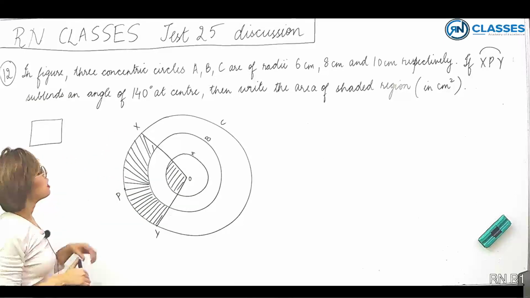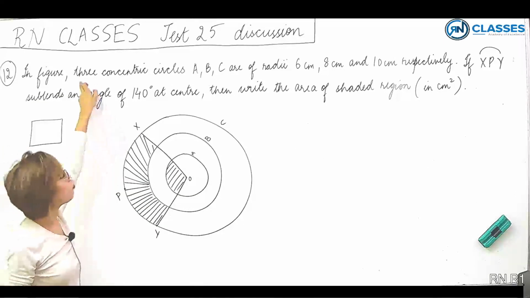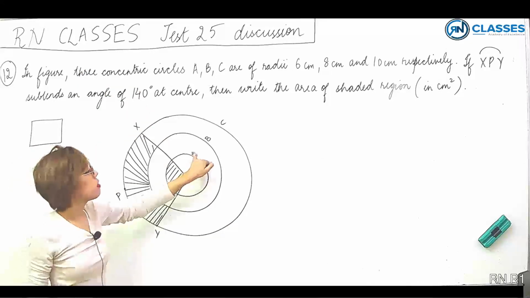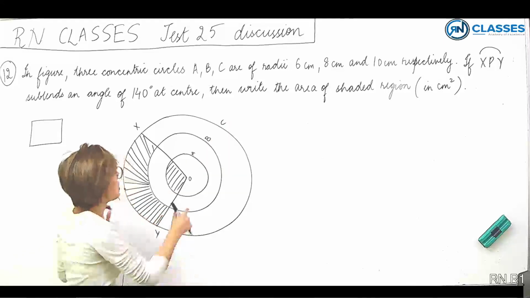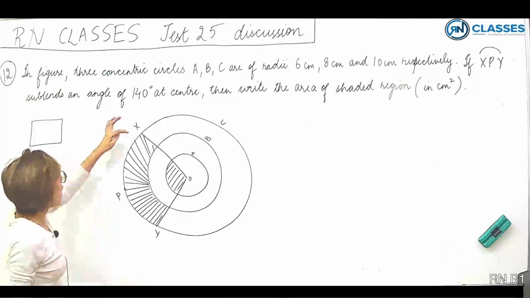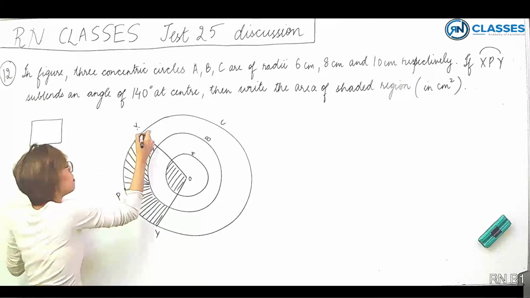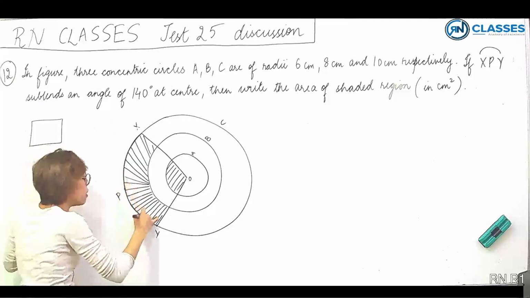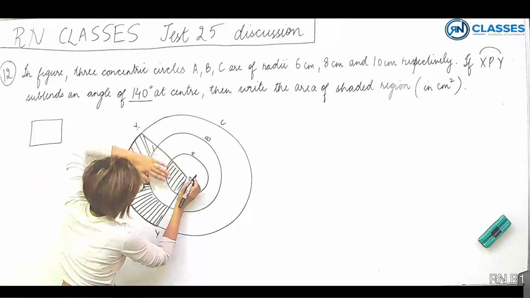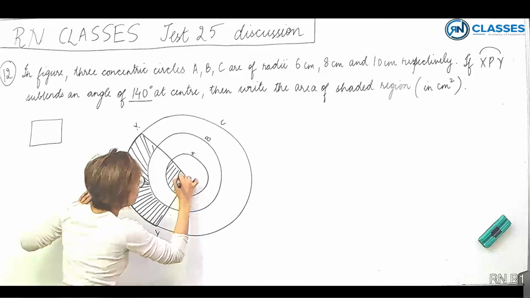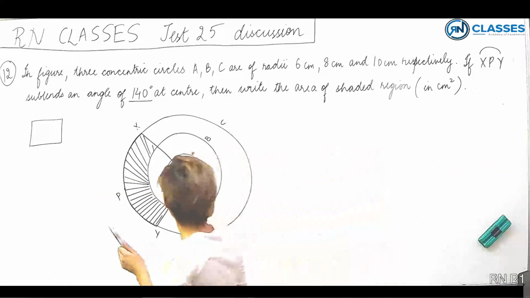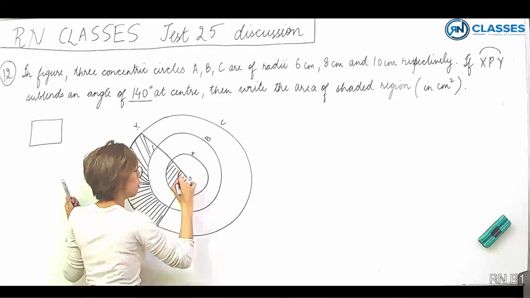Alright, so the next question is, we have three concentric circles, 1, 2, 3, and we have named the circles A, B and C of radius 6, 8 and 10. If arc x, t, y, this arc basically subtends the angle of 140 degree at the center. So this angle, if you can see it, is 140 degree.